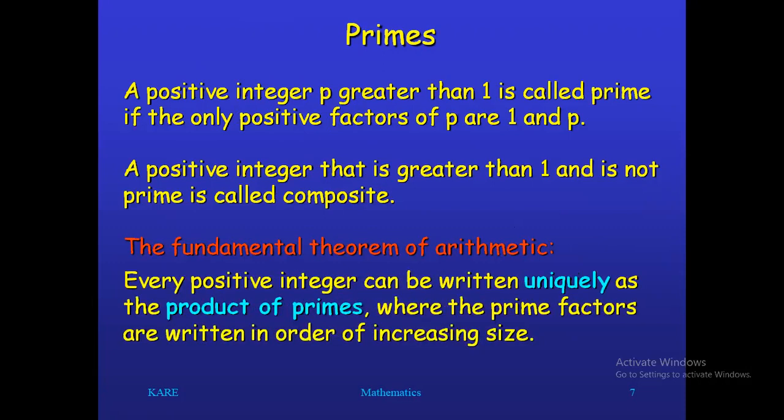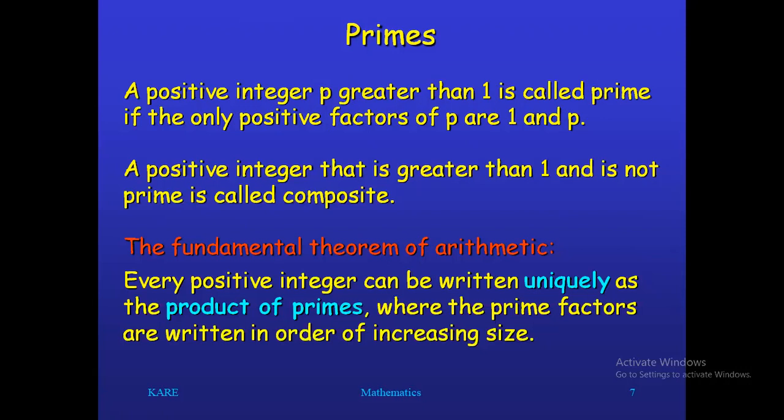So what is the fundamental theorem of arithmetic? It denotes a very, very important theorem. It forms a basis for number theory. Every positive integer can be uniquely written as the product of primes, where the prime factors are written in order of increasing size, ascending order. So, a product of primes.